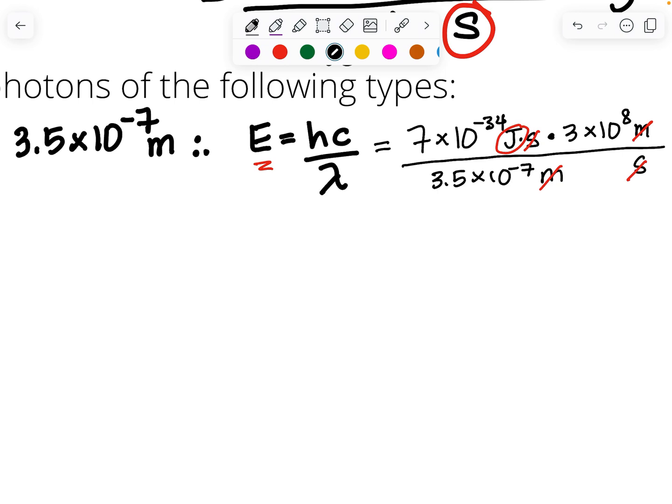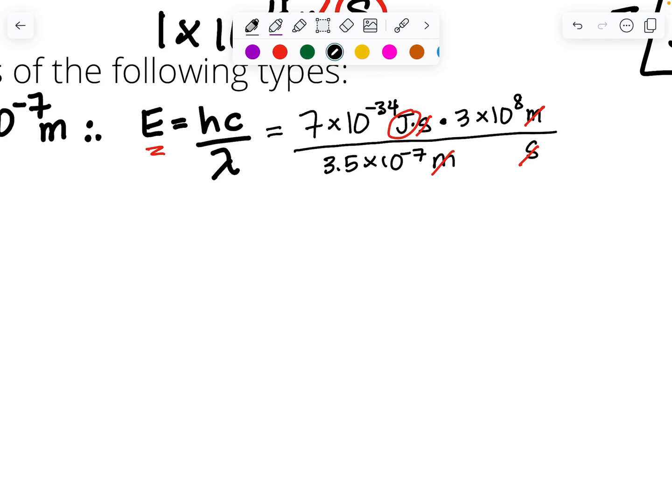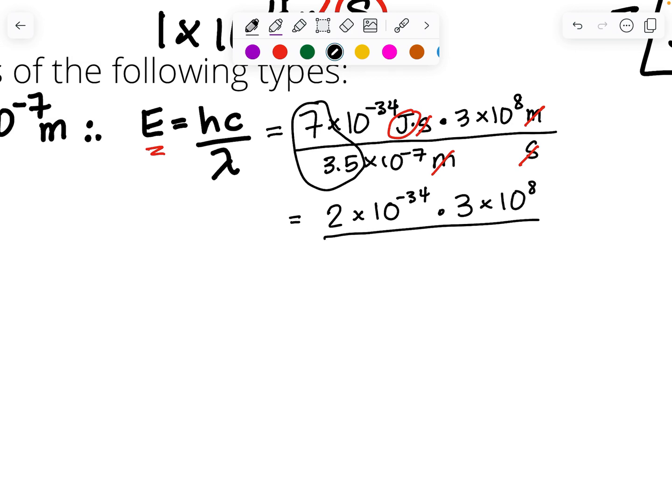All right, so let's be strategic in how we solve this. Let's do it in parts. So let's do 7 divided by 3.5. So that's going to be 2. And that's going to be 2 times 10 to the negative 34. I'm going to do it in parts. Times 3 times 10 to the 8th divided by 1 times 10 to the negative 7.